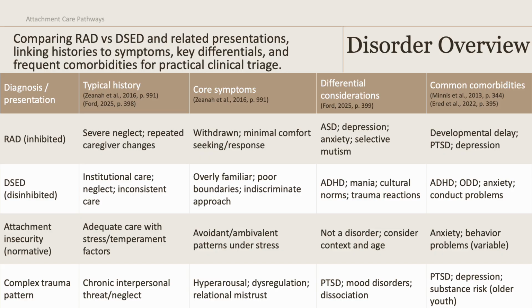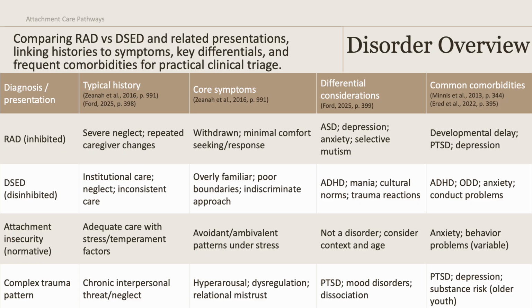This table compares reactive attachment disorder, disinhibited social engagement disorder, normative attachment insecurity, and complex trauma patterns, linking their developmental histories to clinical presentations, differential diagnosis, and common comorbidities for practical clinical triage. While RAD and DSED are formally diagnosed in childhood, the attachment trauma patterns they represent persist well into adulthood, and that's when most individuals seek clinical help. As Ford noted, attachment trauma results in impairments in core self and relational capacities that extend across the lifespan.